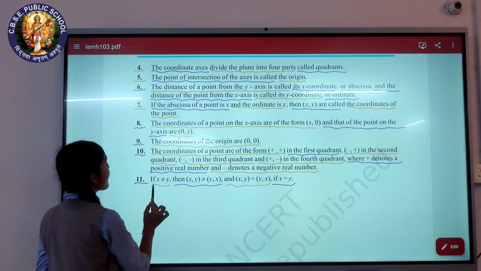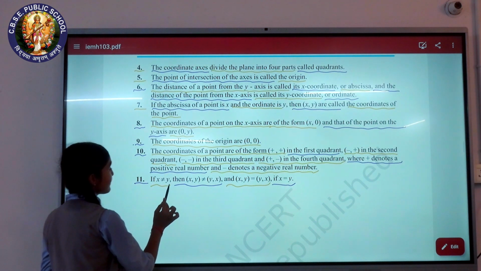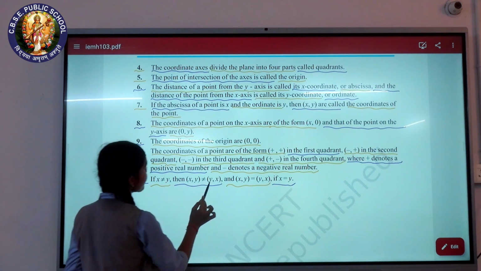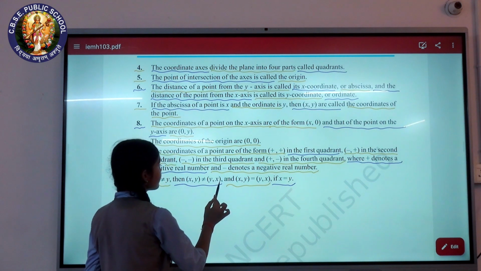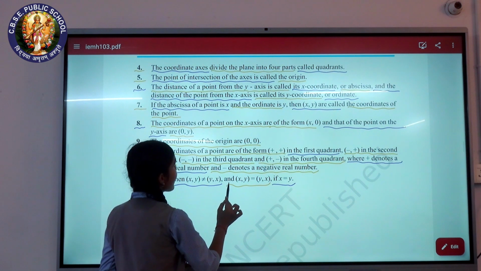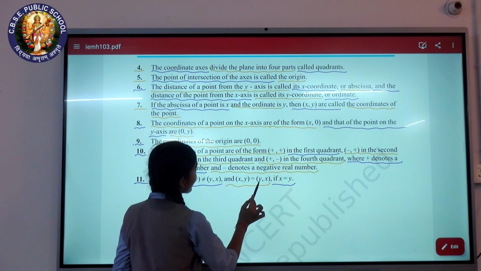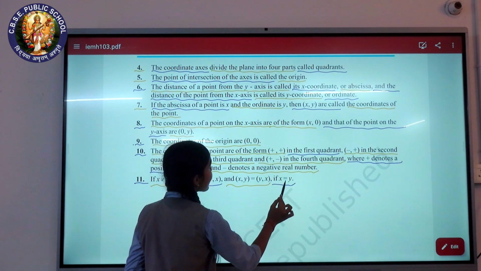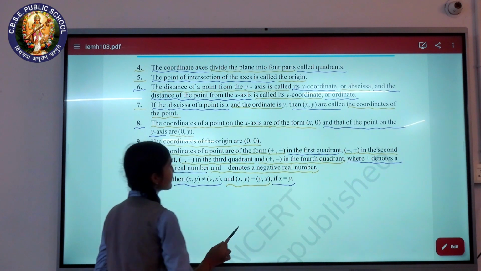11th, if x is not equal to y, then the point (x, y) is not equal to the point (y, x), and (x, y) is equal to (y, x) if x equals y.